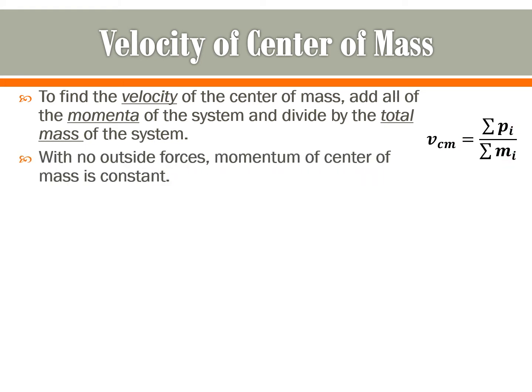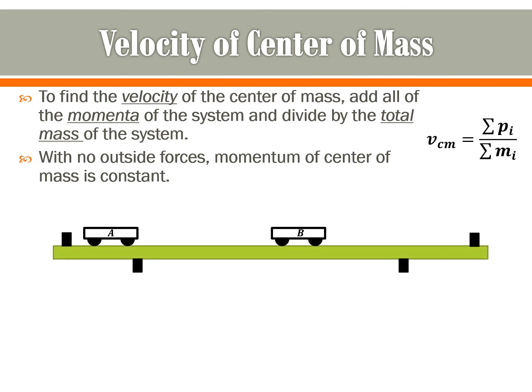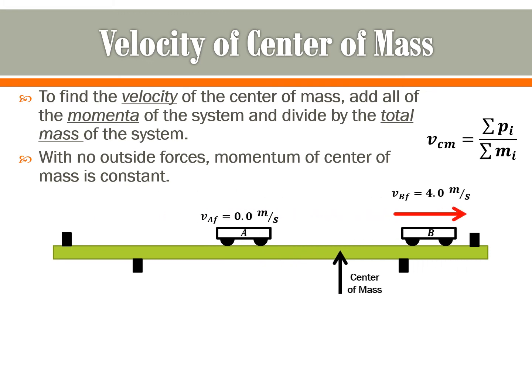Without any outside forces, the momentum of the center of mass is constant. This is pretty convenient because the center of mass, with no outside forces, is going to continue to move at the same rate that it started at. So let's say we have mass A with 4 meters per second and mass B at 0 meters per second. We know the center of mass is going to be right between them because they have the same mass. This is from the earlier example where the two objects have the same mass. If you watch, the center of mass is going to be halfway in between the entire time, constantly halfway in between.